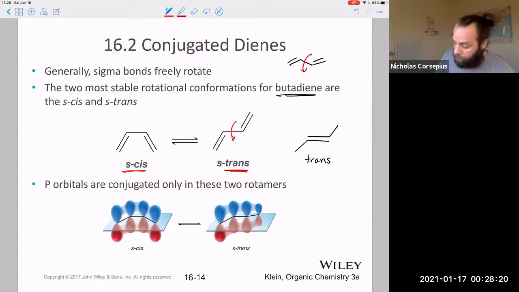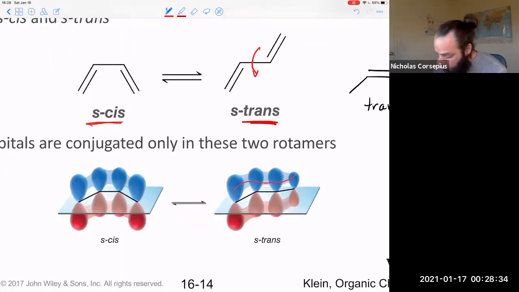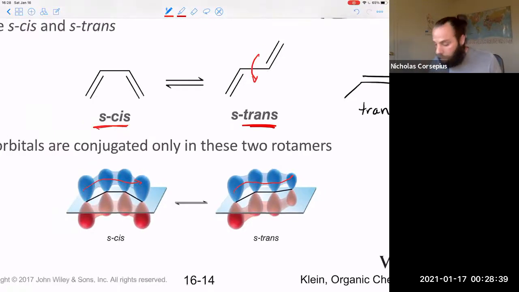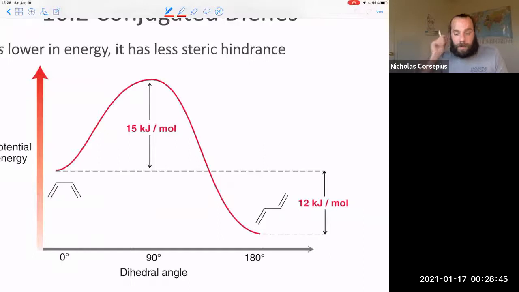These are the two most important ones, because in both of these, the pi bonds are still conjugated. In the S-cis, you can see that they're still nice and neat in this network. Same with the trans. The most important thing for conjugation is all those p orbitals lined up right next to each other. However, the S-cis is higher in energy than the S-trans. That's because there are these hydrogens sticking off the end here, so you just have some steric clashing that occurs in that S-cis conformation versus the S-trans.